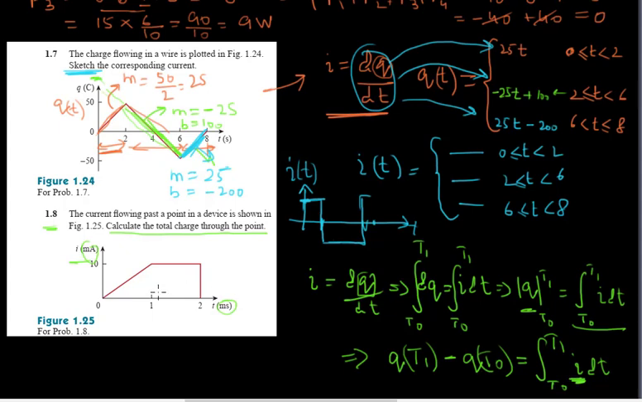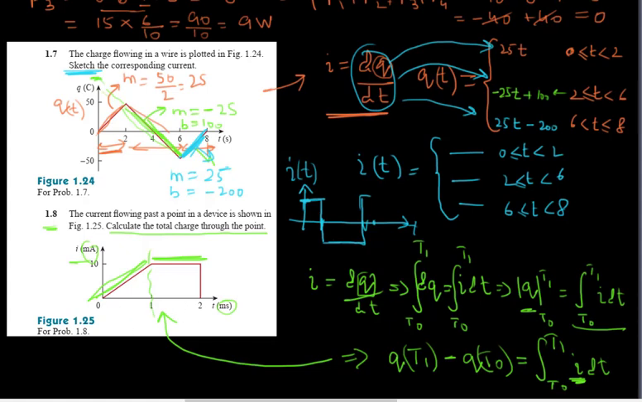This example can be solved in two ways. One is that you use this equation and apply it over here, but note that this needs to be split into two parts, this first slope part and then this horizontal line part. So it's going to be a piecewise function. You would need to write I of t as a piecewise function and then use these formulas.